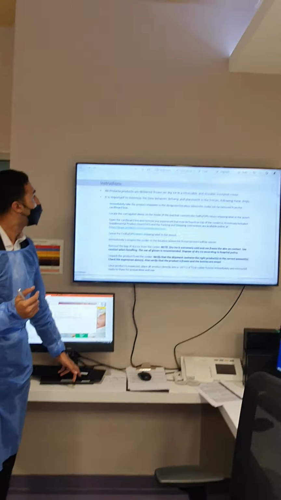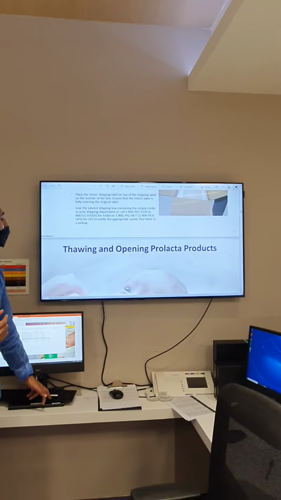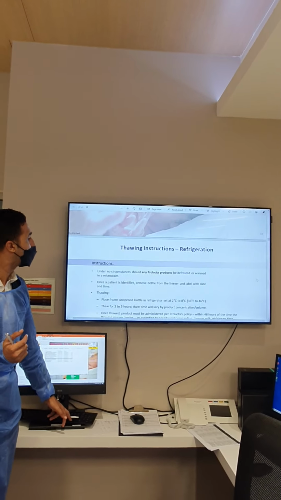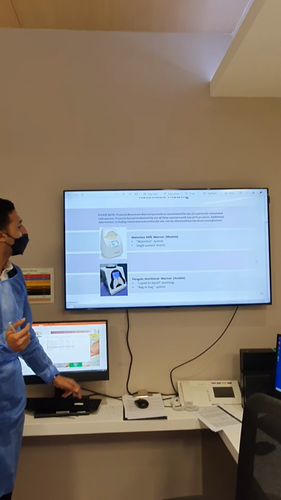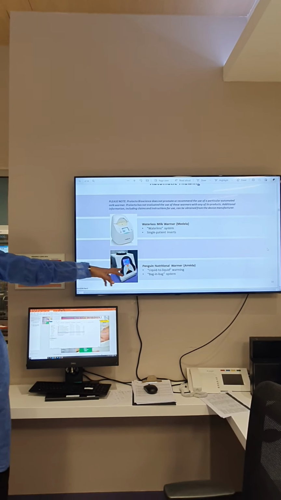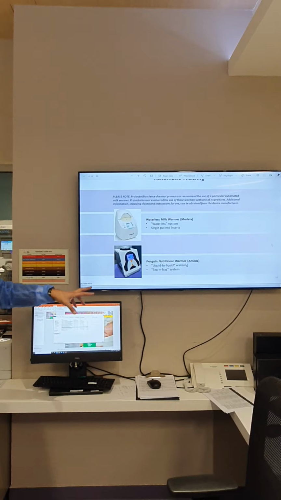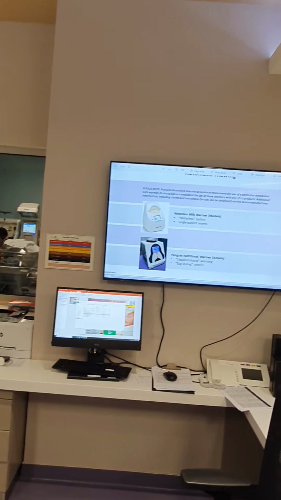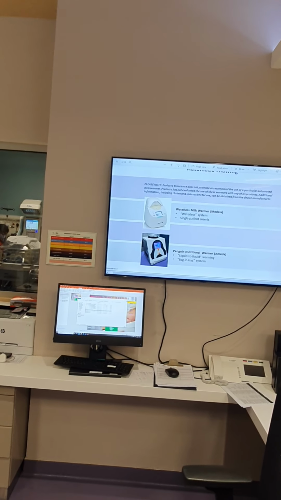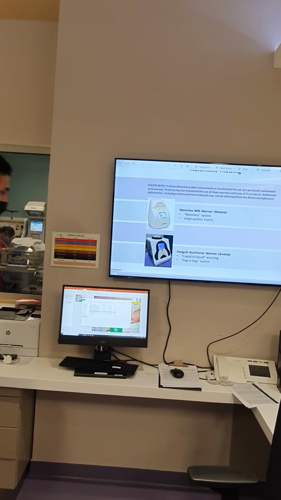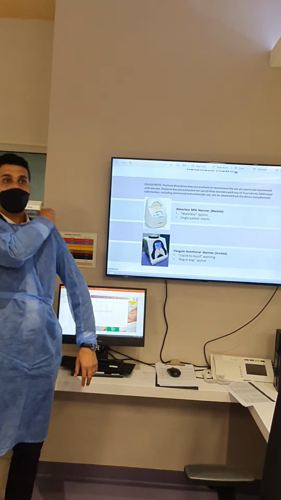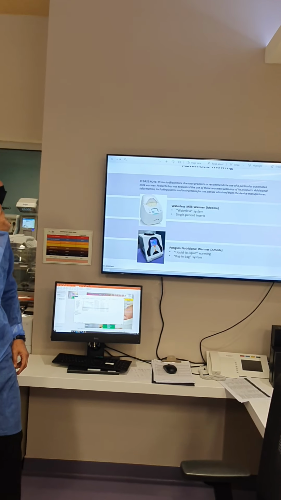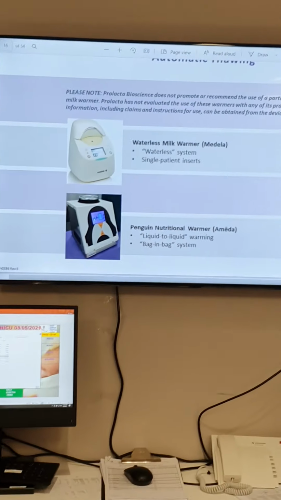But first, I'm going to go further. As you said, the thawing. Those, doctor, the Nidala or Amida, these are the milk warmers. I used it before, this one. The recommended milk warmers use liquid to liquid warming. Either Nidala or the other, we warm up like that, huh?